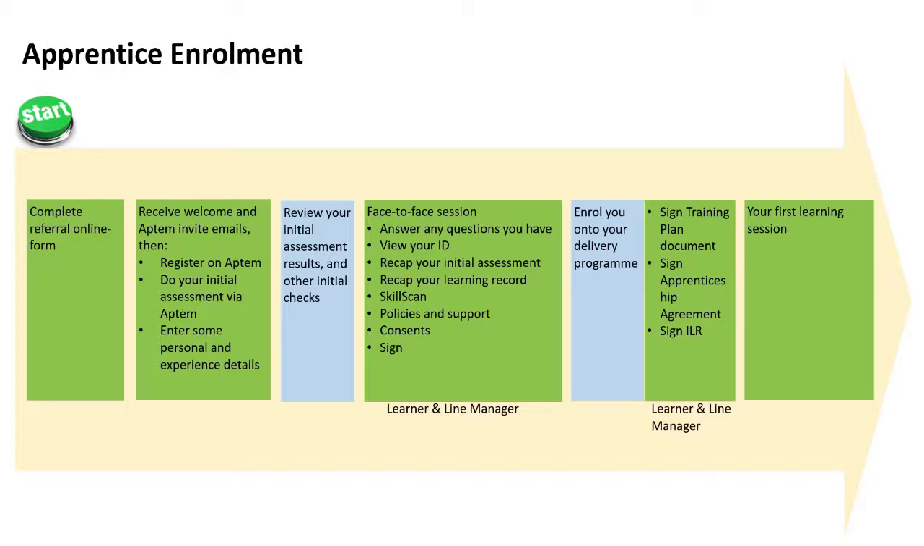We'll go over your initial assessment, we'll recap your learning record, we'll do the skill scan for this particular program, we'll discuss any policies and support you need. Also, we'll get your consent to various items and you'll sign this particular document. Now, signing will be for the learner and the line manager. Once that's successfully completed, we'll put you onto your delivery program, and then you'll have to sign some additional documents, for example, the training plan document and the apprenticeship agreement. After that, we'll then move on to your first learning session.